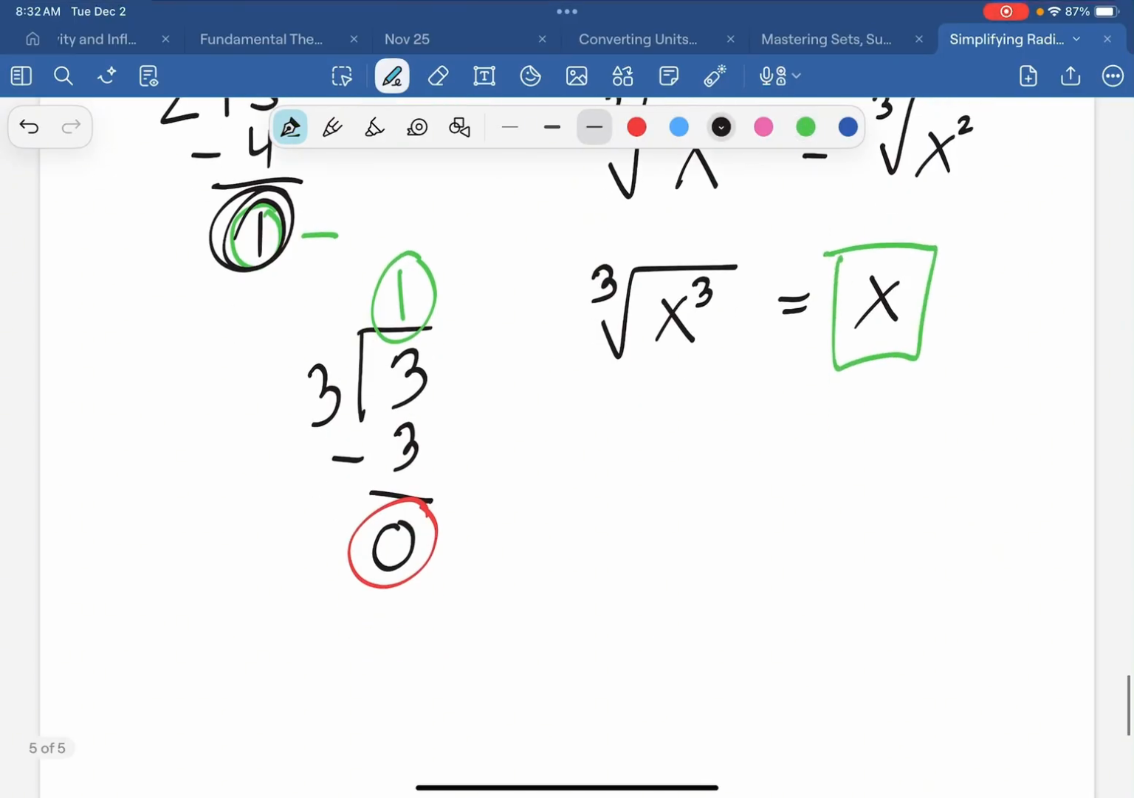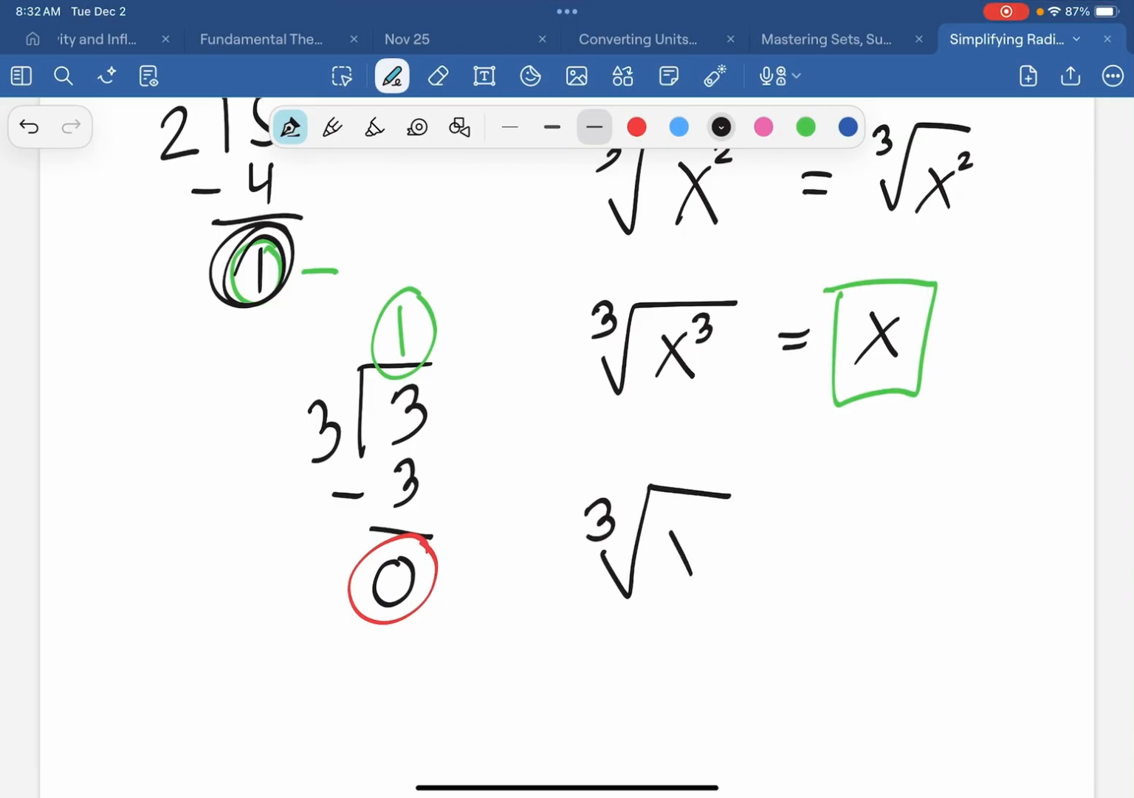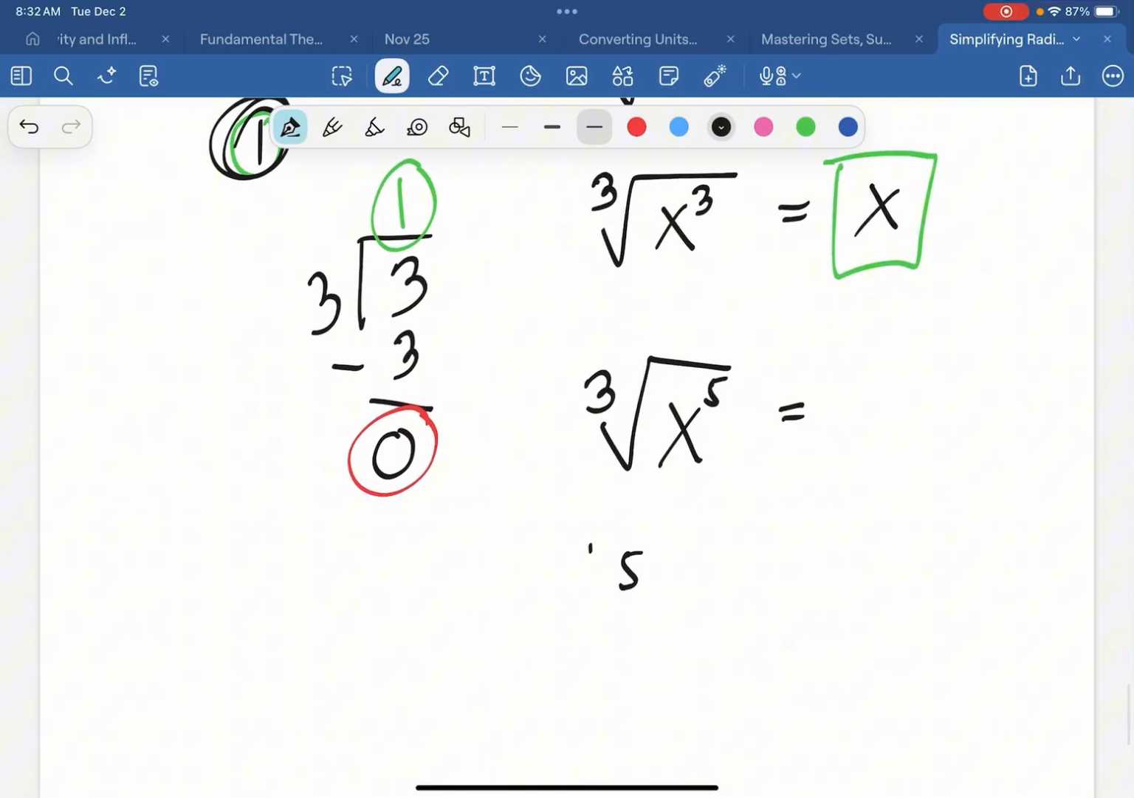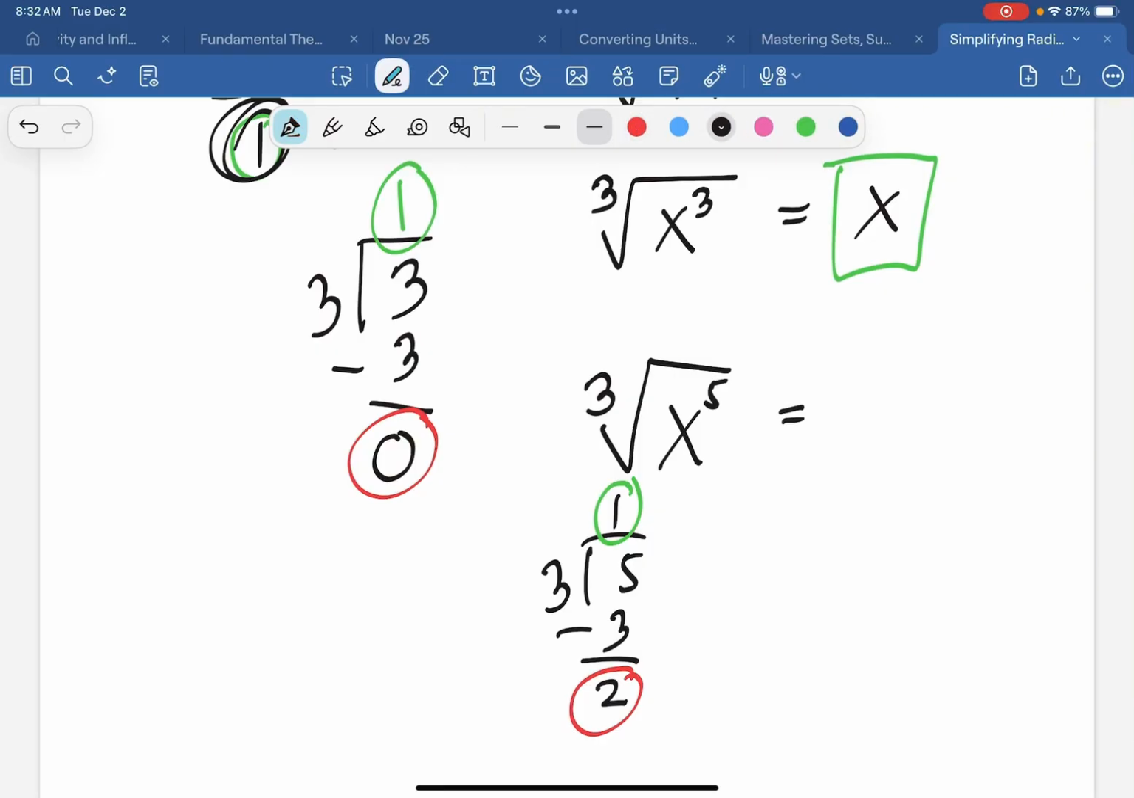So let's have the cube root of x raised to 5. Again, 5 divided by 3, so 1. Okay, whole number of 1, remainder of 2. So again, x raised to the exponent, which is 1, or invisible 1. Then the cube root of x, then the remainder squared. That's it.